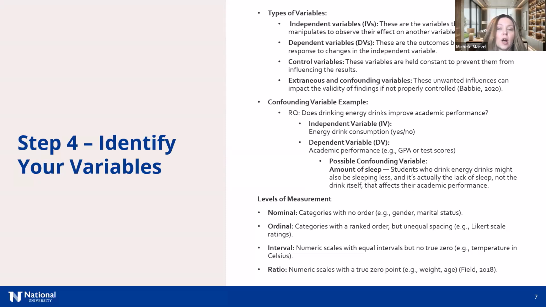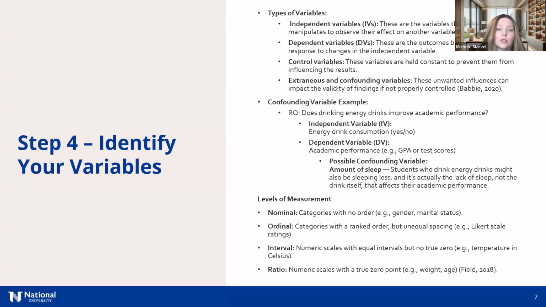That's why identifying confounding variables is essential, because they can distort the true relationship between the variables and lead to misleading conclusions. So here's the key. For your results to be statistically meaningful, your variables must be operationalized. And all that means is defining them in very clear, measurable terms.